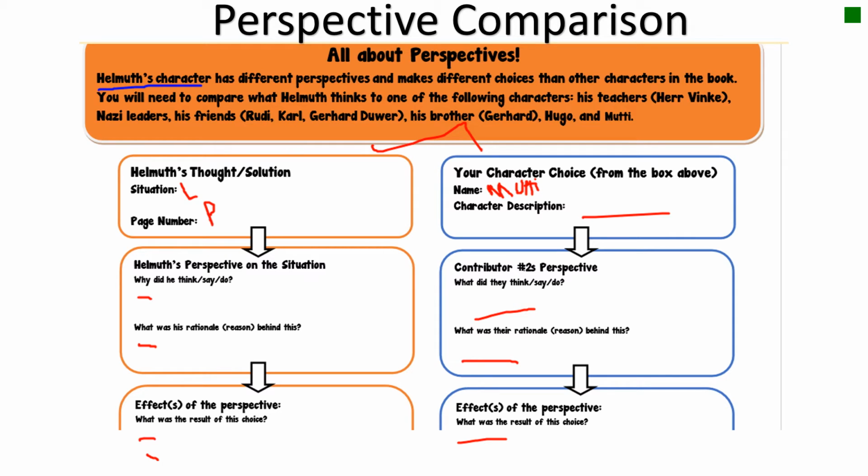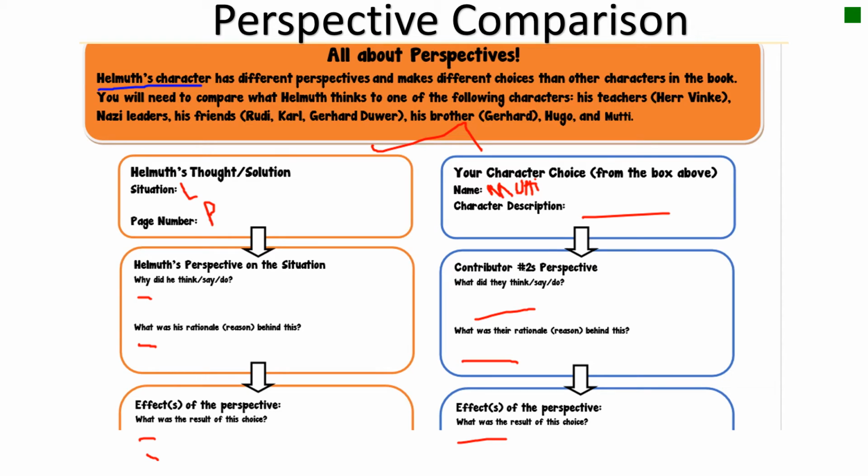So whichever part you're in, you want to find a situation where Helmuth comes in conflict or comes to a decision that he thinks differently than someone in this scenario. It could be his teacher or his mom. And so once you find a situation where Helmuth is facing a problem where he disagrees with someone and he has a different perspective from someone, you want to choose that situation.